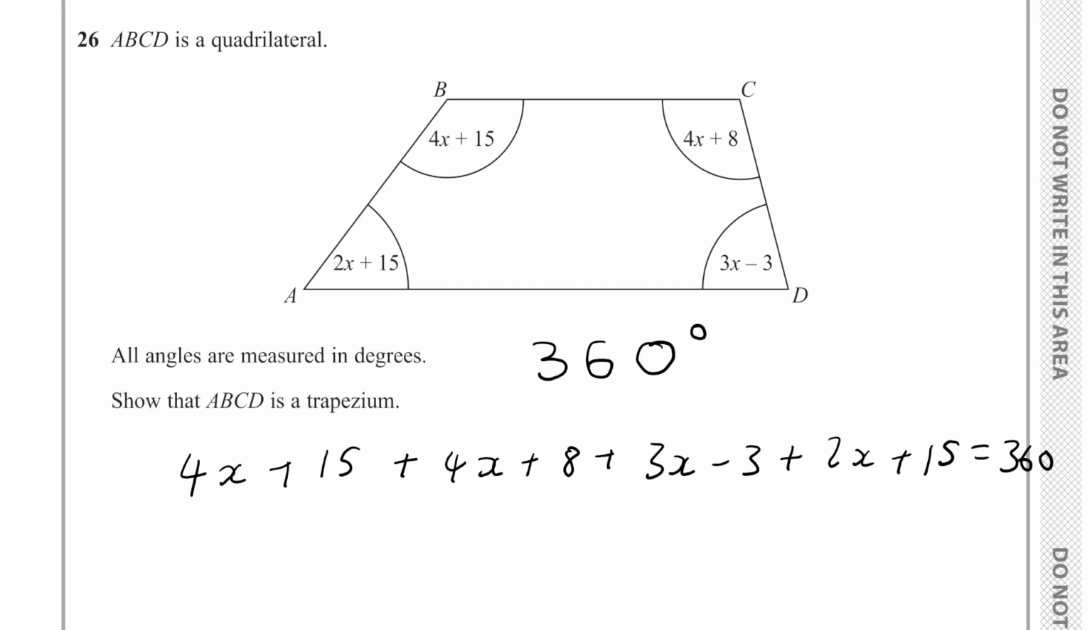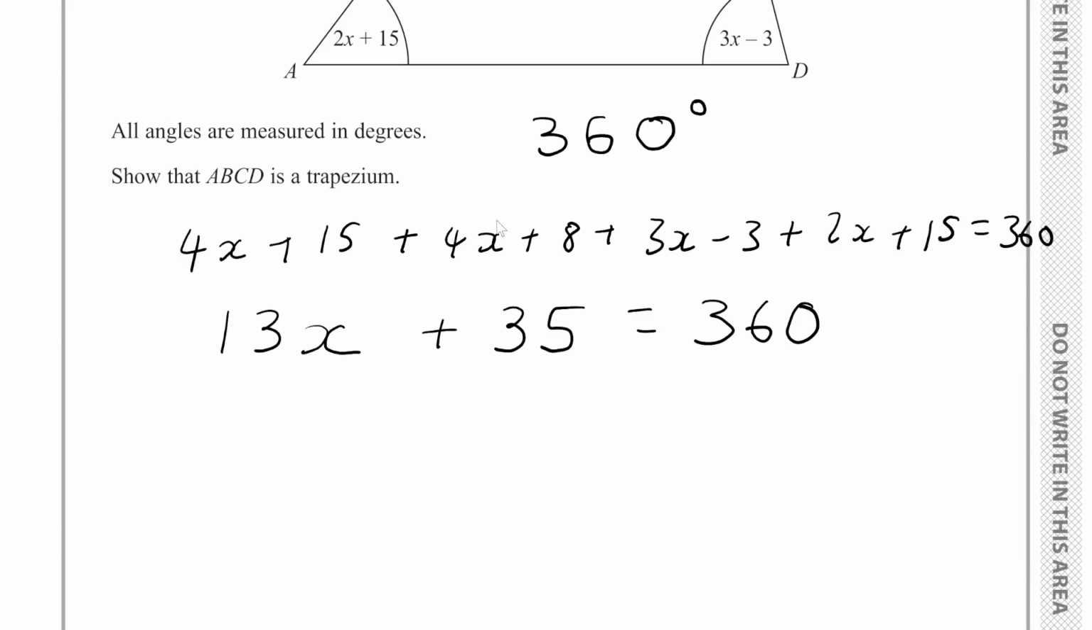So let's add these together. Simplifying means adding the x's. 4 plus 4 plus 2 plus 3, 13 x's. And we've got 15 and 15, so 30, plus 8, 38. Take away 3, 35. And remember, we've got our calculator that we can use to make it easier for ourselves as well. So I've got 13x plus 35 equals 360.